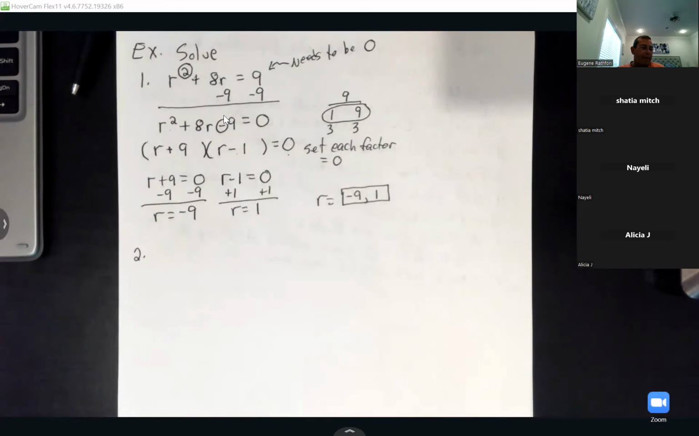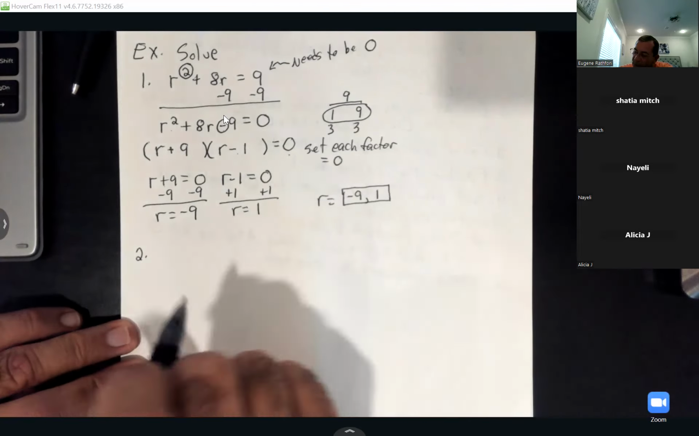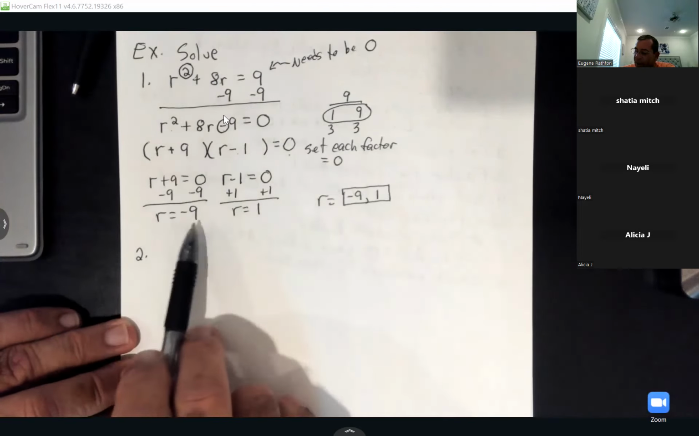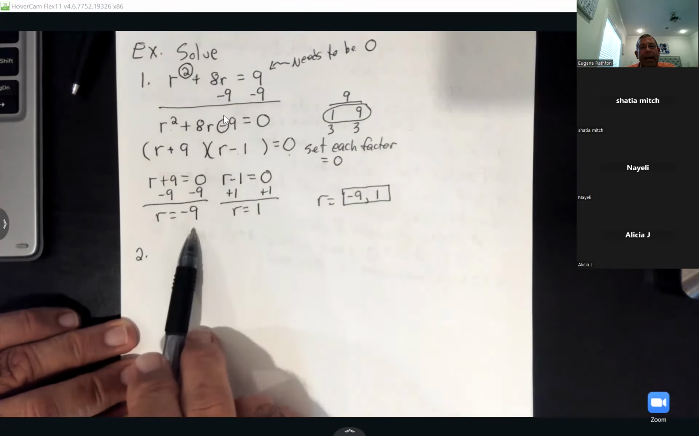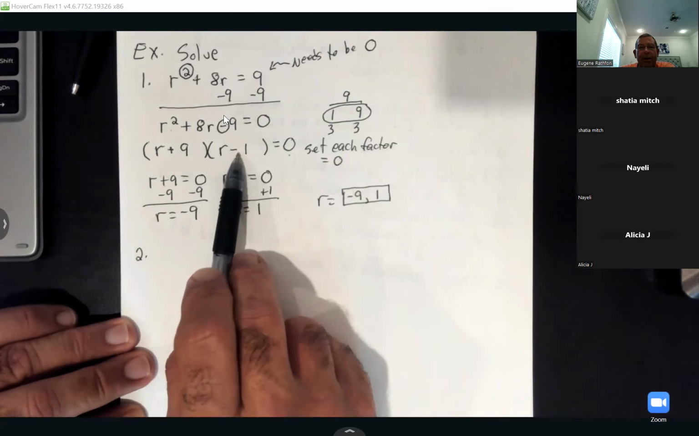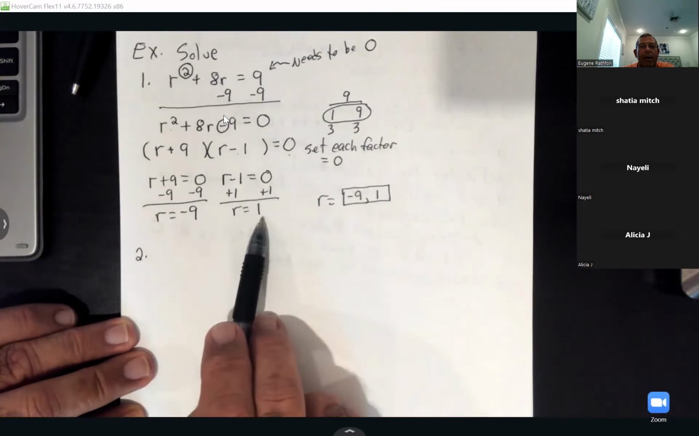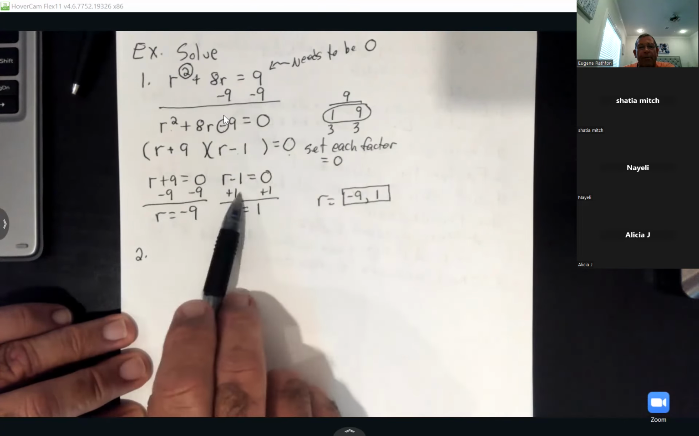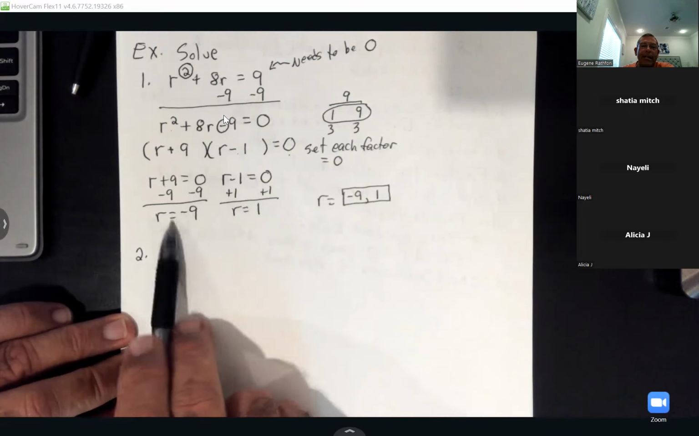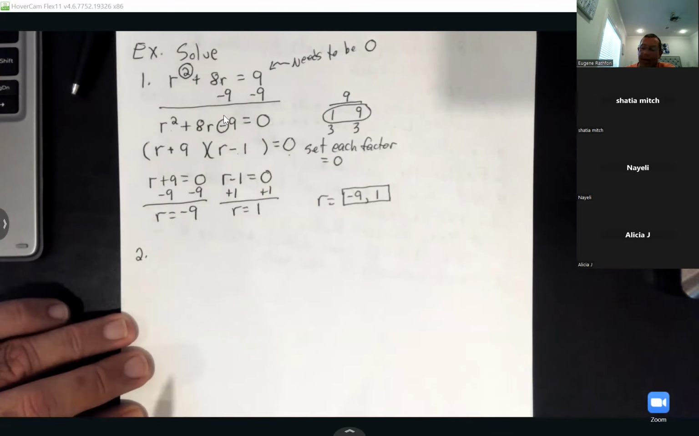So remember, we want them in order. We want to look for GCFs if we've got them. If not, factor this. And then, are you noticing here? Once you've got it factored, look at the answer. If you factored it into a positive 9, your answer will be a negative 9. If you factored it into a negative 1, your answer will be a positive 1. All we're doing when we're solving for that variable is basically changing the signs of those factors, okay?